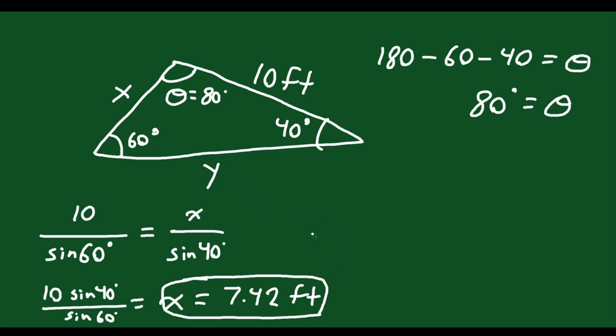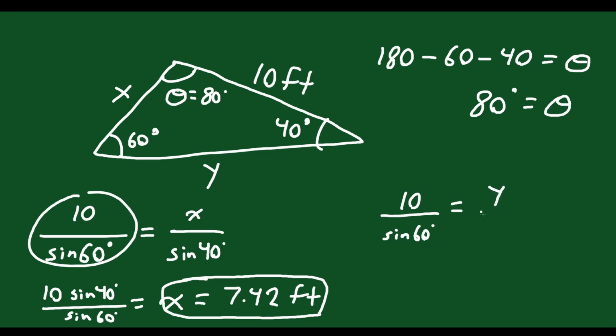Now, we also have to solve for y. Now, I would say use the same ratio here to compare to our y. So 10 over sine 60 degrees is equal to y over sine 80 degrees, right? Because the 80 degrees is across from y.